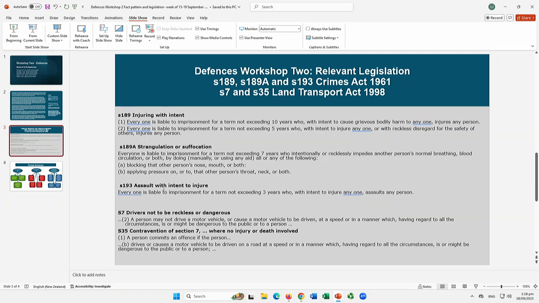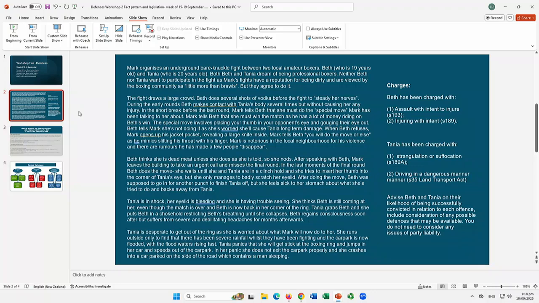So what I want you to do now is, as you go through your fact pattern, I want you to think about Beth, think, okay, what is in the fact pattern? Can I prove an assault? And then can I prove the necessary mens rea for that? Do I have a defence to that? And then looking at your injuring with intent.